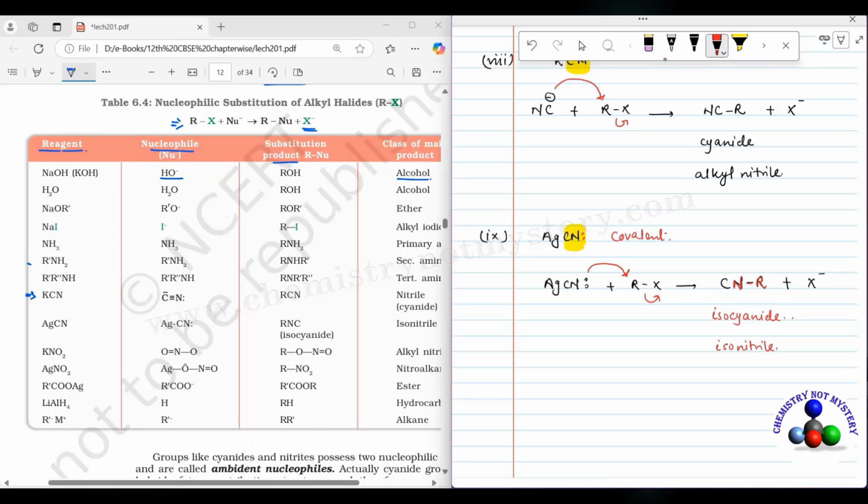So due to the difference in the nature of the molecule, KCN is an ionic compound while AgCN is a covalent compound. That's why they lead to the formation of different types of product. In one of the molecules, carbon has made a bond with the alkyl group, and in the other case, nitrogen has made a bond with the alkyl group.